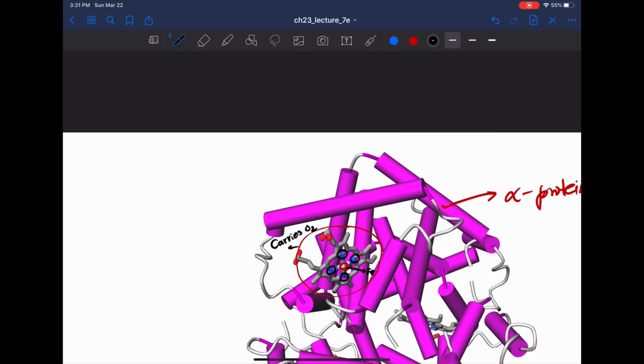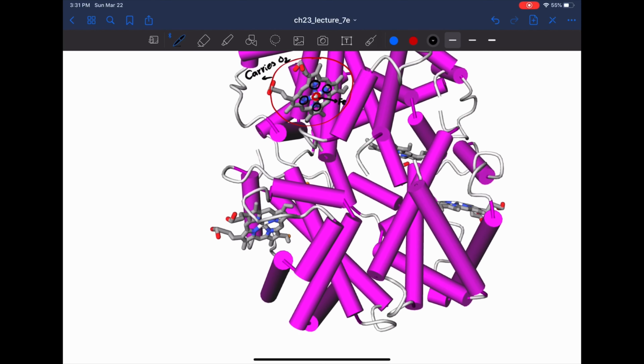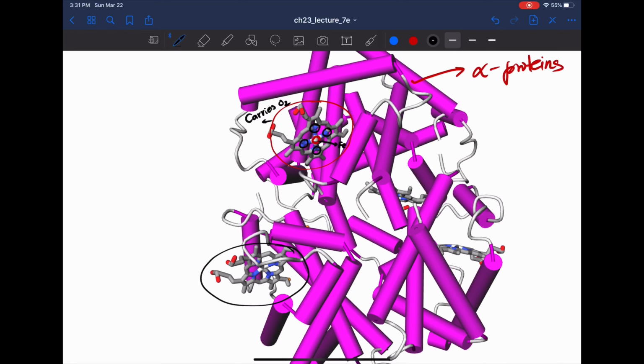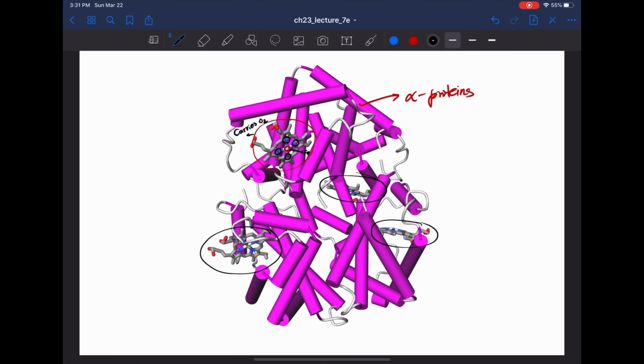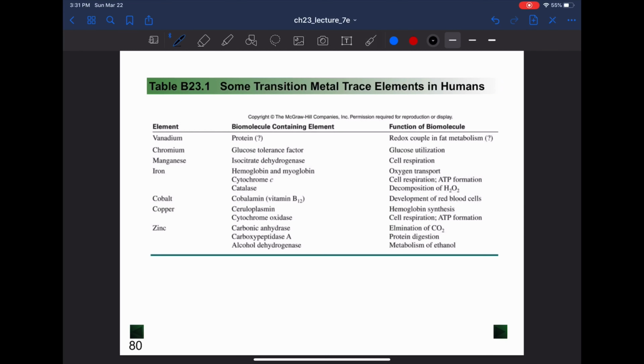So these are some of the common compounds. You'll see that each hemoglobin has multiple ones of these. This is the general structure that you will generally see. Best examples of them are vanadium in proteins that are used as a redox couple in fat metabolism. Chromium is used as a glucose tolerance factor, and its use is to utilize a lot of glucose. Manganese is used in an enzyme called isocitrate dehydrogenase. It's used in cell respiration.